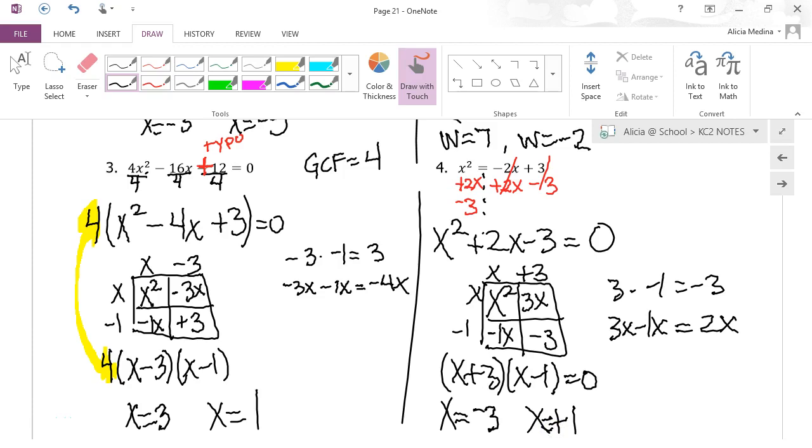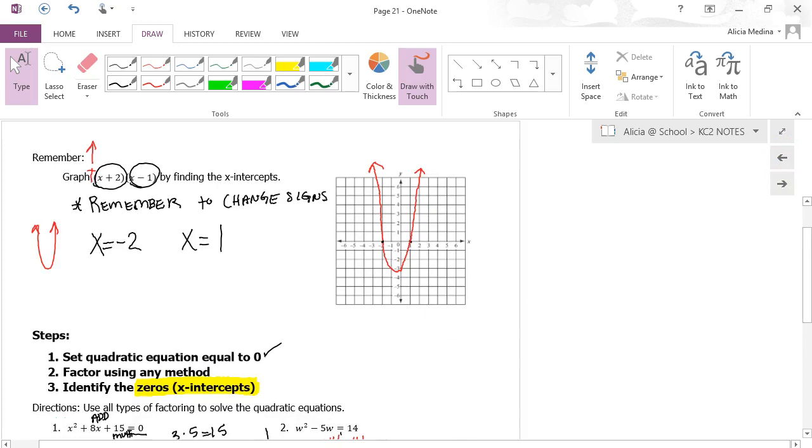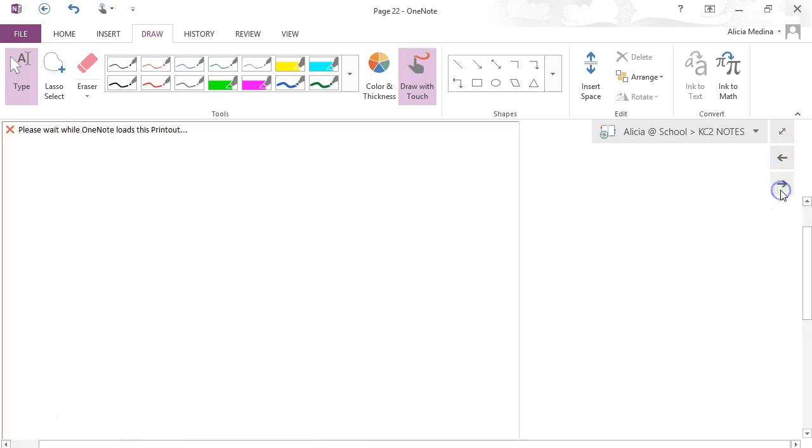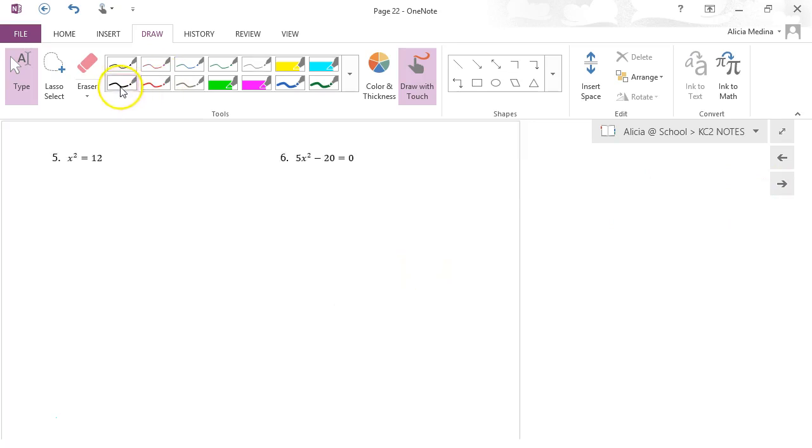All right, last two examples here. Looking at number 5, x squared equals 12. There's also a typo here. This should actually say 3x squared equals 12. So again, 3x squared equals 12.